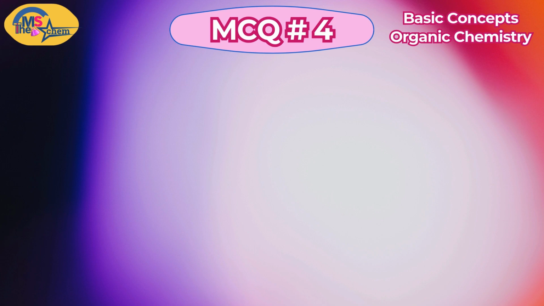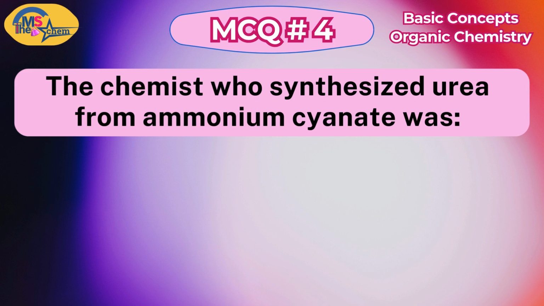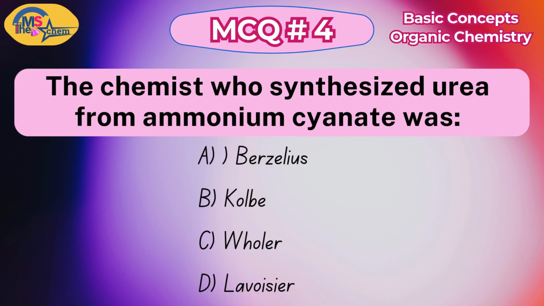And now the question 4 is: the chemist who synthesized urea from ammonium cyanate was. Here the four options are given. Option A, Berzelius, option B, Kolbe, option C, Wohler, or option D, Lavoisier.